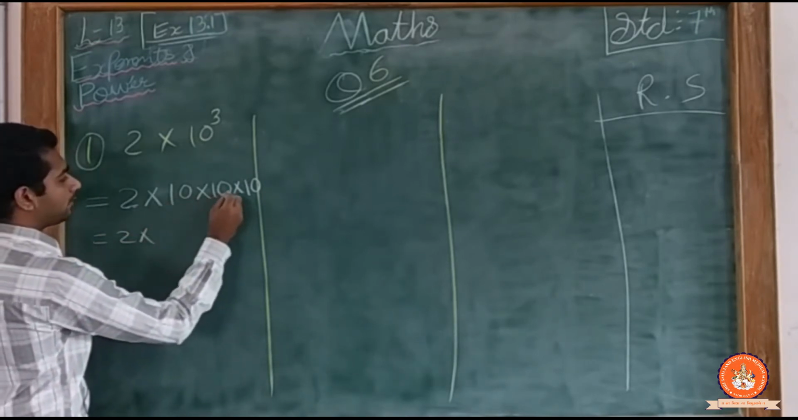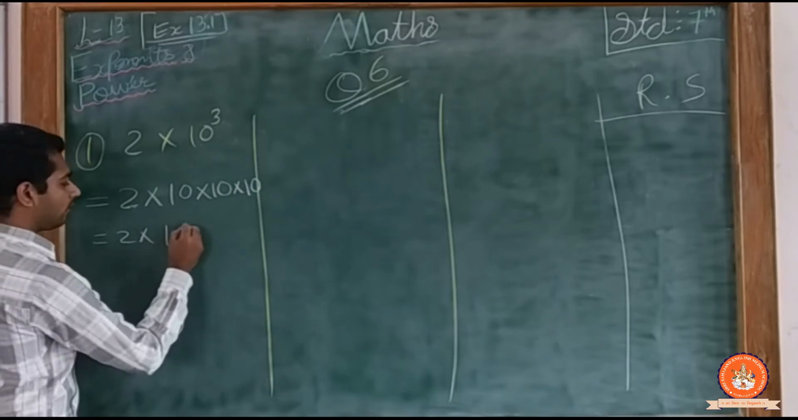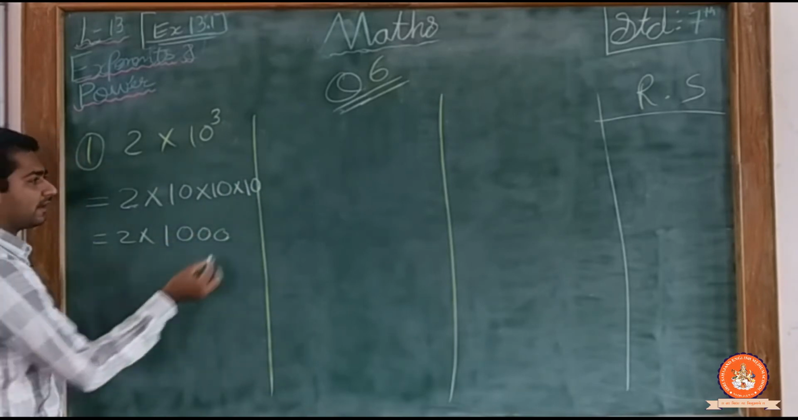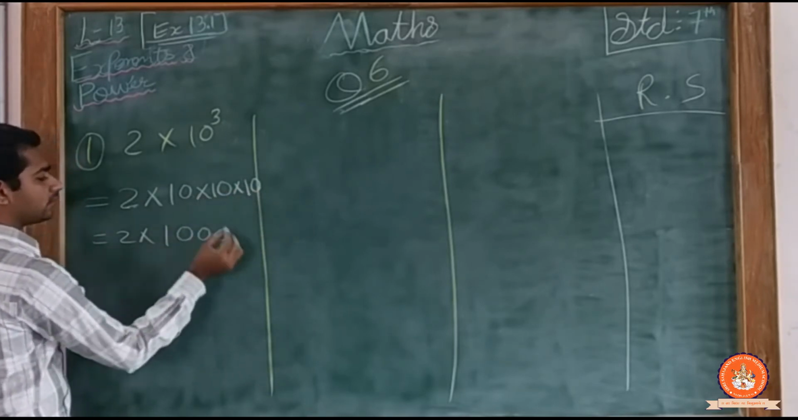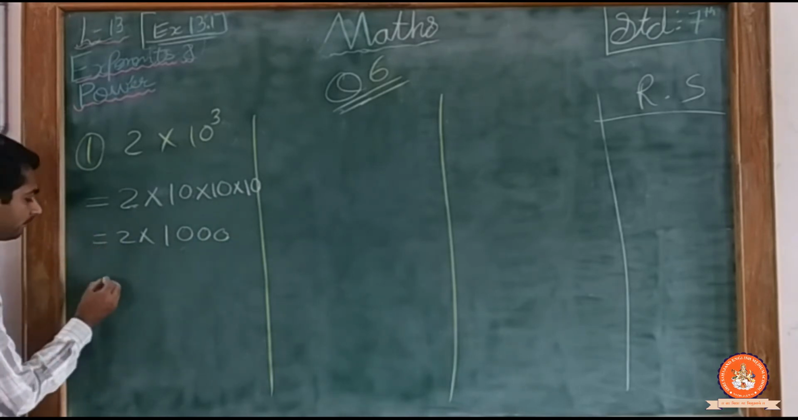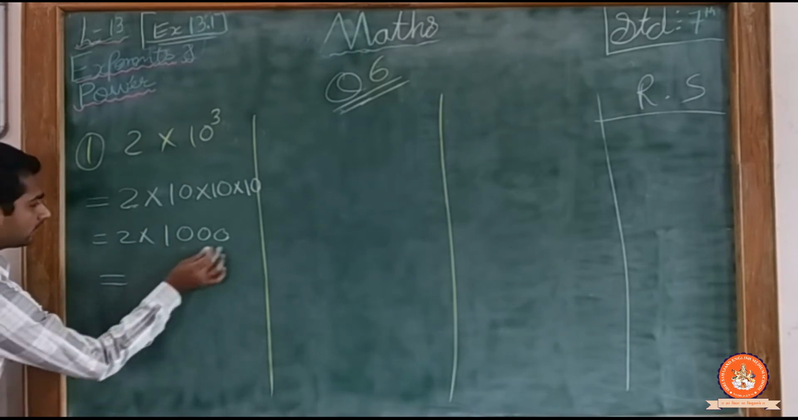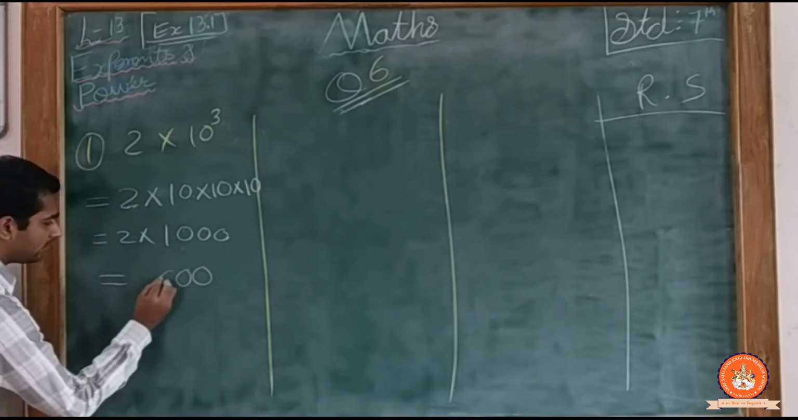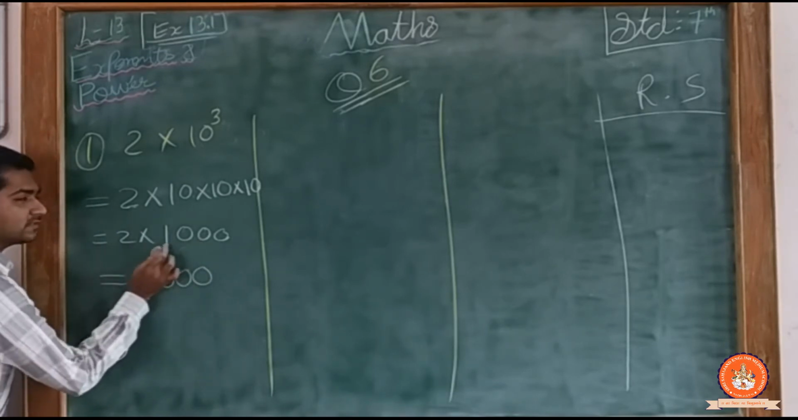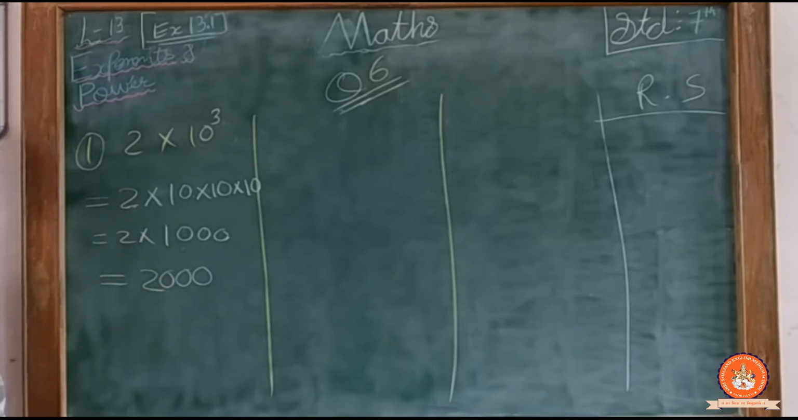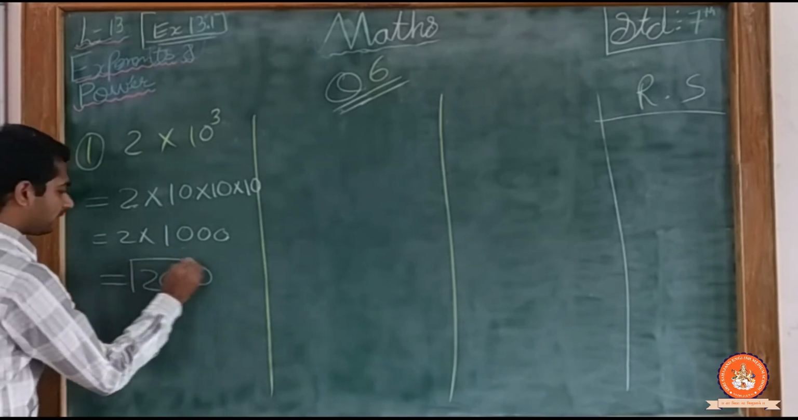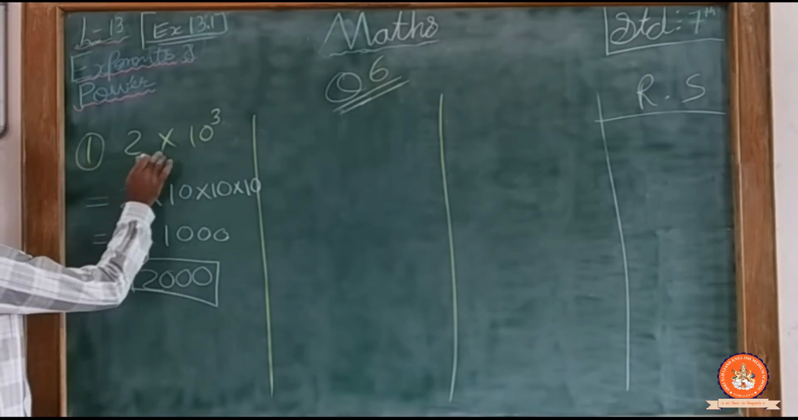10 multiply 10 multiply 10, that means 1000. You can directly write how many zeros I have. 1, 2, 3 zeros, 3 zeros and 1, completed. Now when 2 is multiplied by 1000, put the zeros down, okay. Then you multiply 2 ones are 2, that means 2000. So this is the simplification of number 1, 2 into 10 raised to 3.